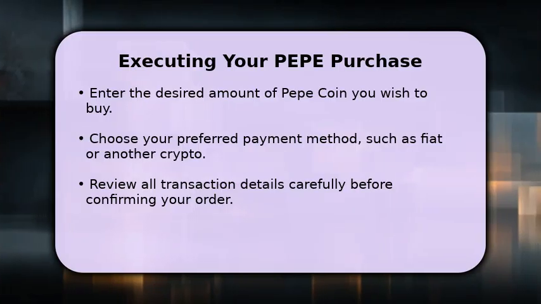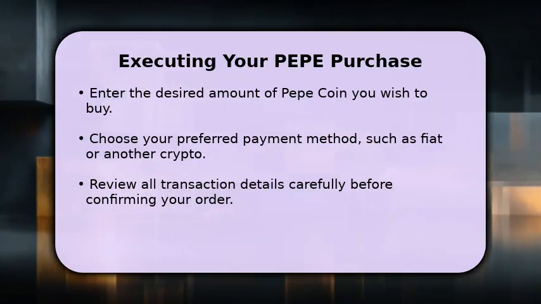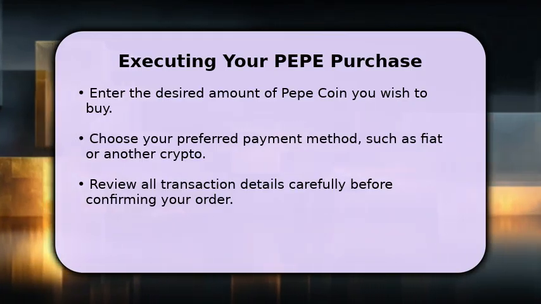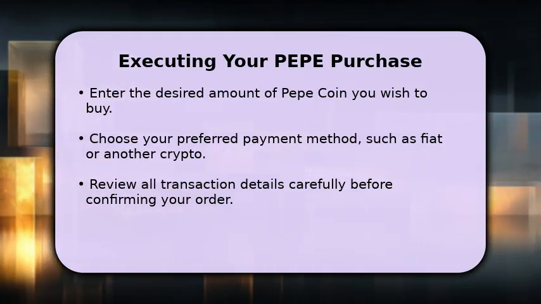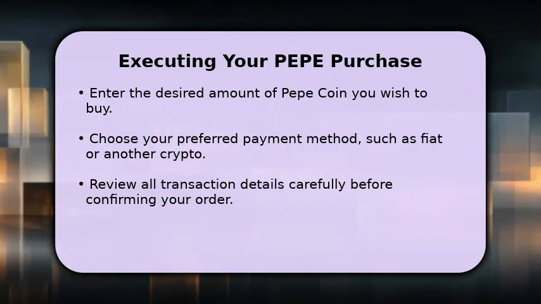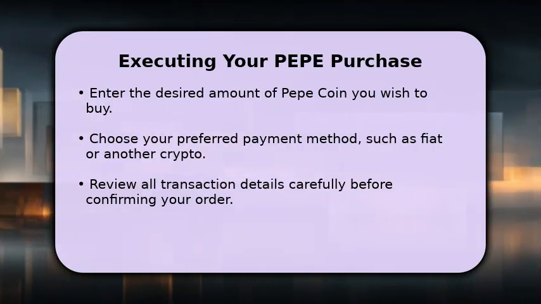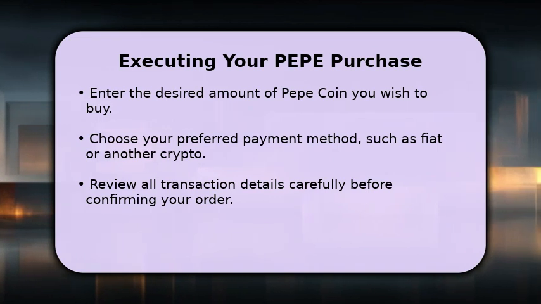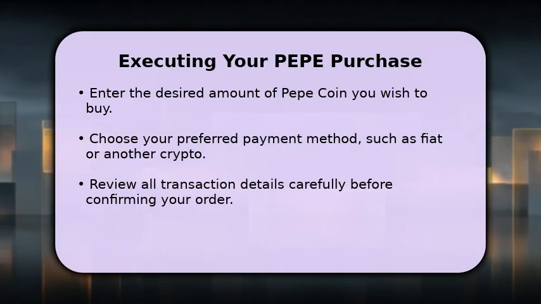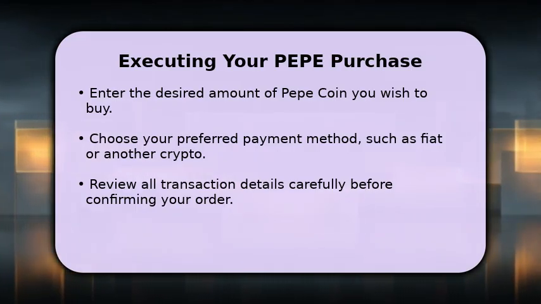Finally, it's time to make your purchase. On the Pepe Coin purchase screen, enter the amount you want to buy, either in your local currency or as a specific number of Pepe tokens. Then, select your payment method, whether it's fiat currency from your wallet or another cryptocurrency you hold. Carefully review all the transaction details, including the amount and any fees, before confirming your order to complete the purchase.